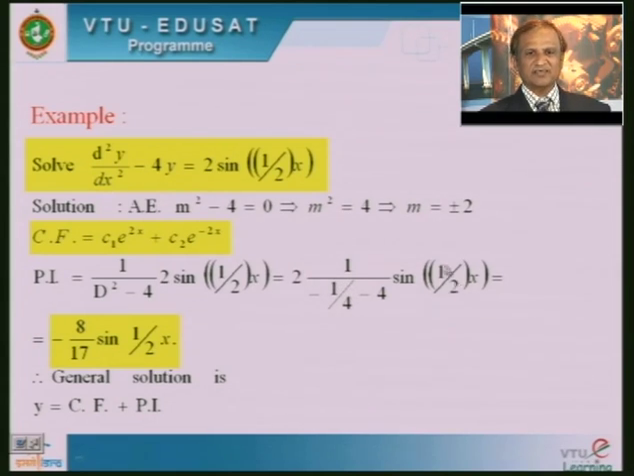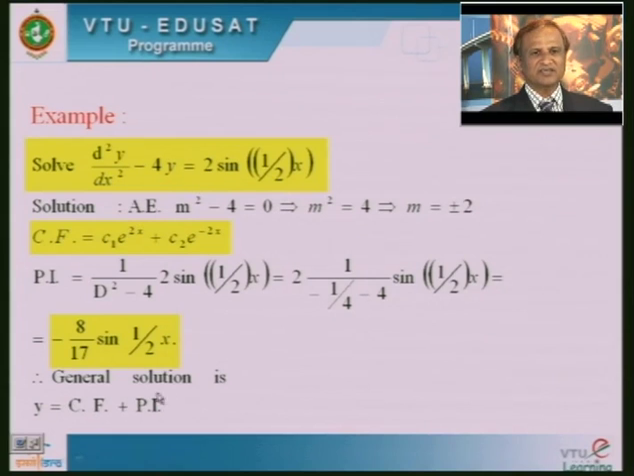What is the value of a? a is 1 upon 2, minus of (1 upon 2) whole square. Is it clear? 1 square is 1, 2 square is 4. That is why I have written here minus of 1 by 4, and this constant I have written as it is. So you will get 1 divided by (minus 1 by 4 minus 4) sine of 1 by 2 x as it is. So this is equal to, I want to simplify, take the LCM and simplify. I hope we can obtain minus 8 by 17 into sine of 1 by 2 x. Is it clear? This is the particular integral of the given differential equation.